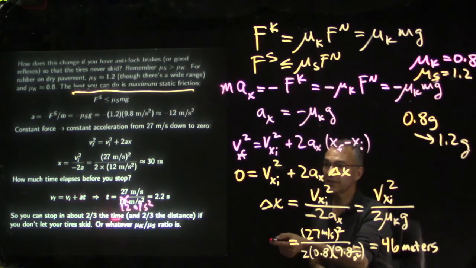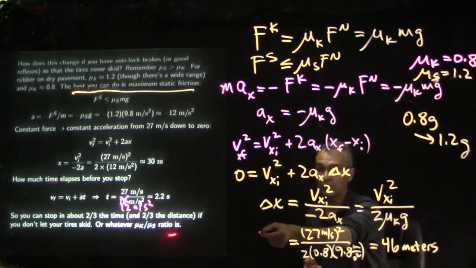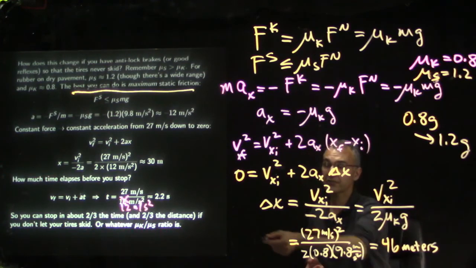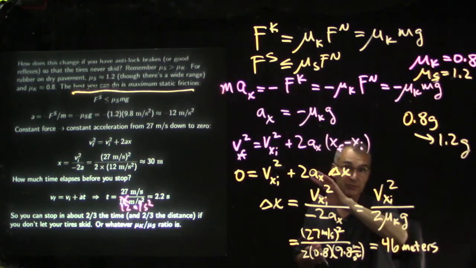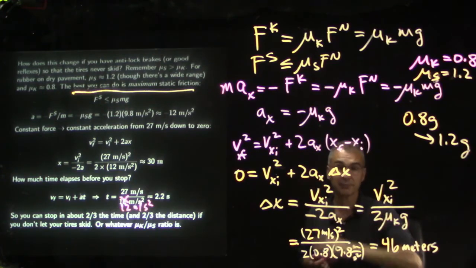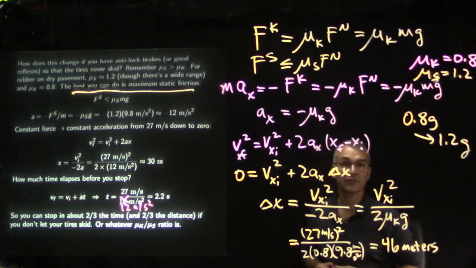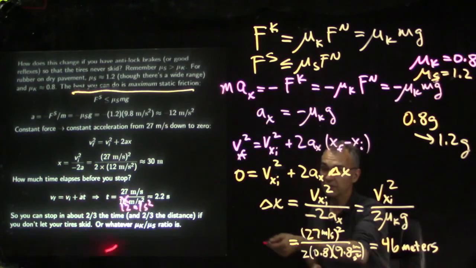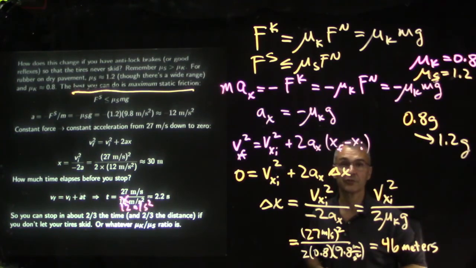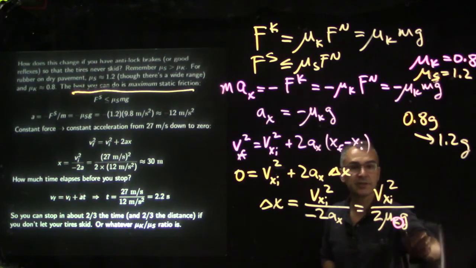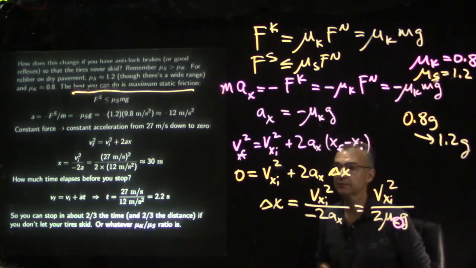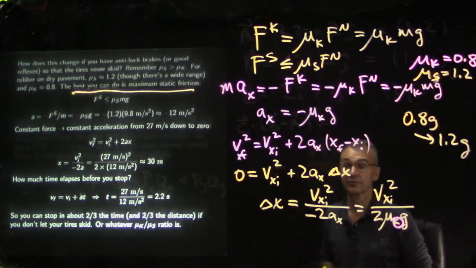So it's about 2/3 the time and about 2/3 the distance if you don't let your tires skid, or whatever the ratio of mu kinetic to mu static is. So anti-lock brakes, or good enough reflexes that you can tap the brakes so that your wheels don't skid, can potentially reduce the stopping time and the stopping distance by, using these numbers, about 30% or so. If you have anti-lock brakes, then this mu kinetic downstairs can become mu static, and you can probably stop in roughly 2/3 the distance or 2/3 the time, potentially preventing an accident.